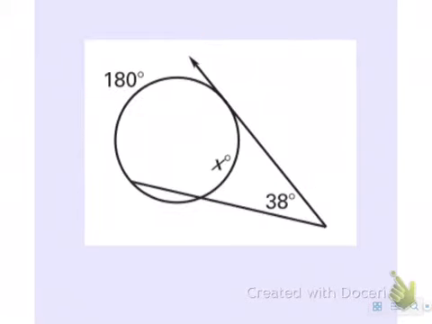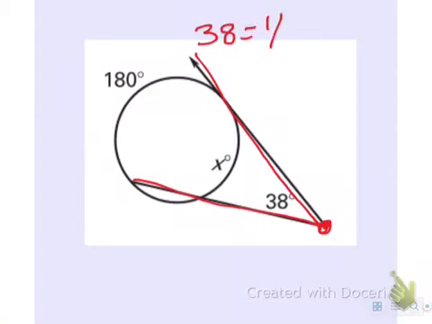Here's the second example. Again, it's a little different because I have a tangent instead of 2 secants. This is my tangent because it only intersects once. And this is my secant. They do intersect outside the circle, so I'm going to follow the same rule. I know that the angle, which is 38 degrees in this case, is equal to half the difference of the 2 arcs. The larger arc is 180, and I want to subtract the smaller arc, which is x.